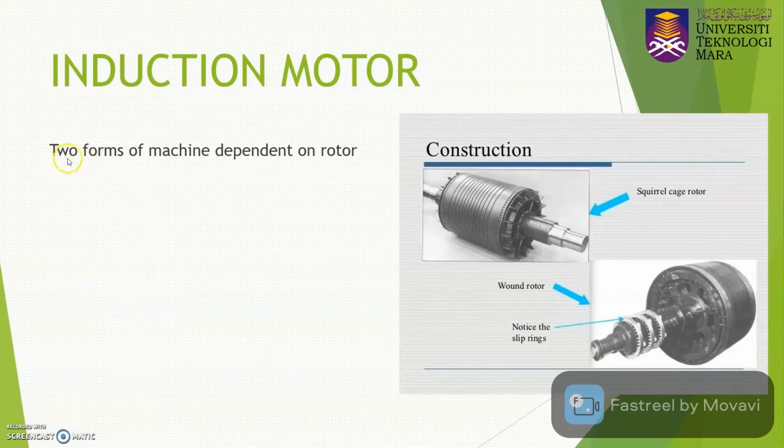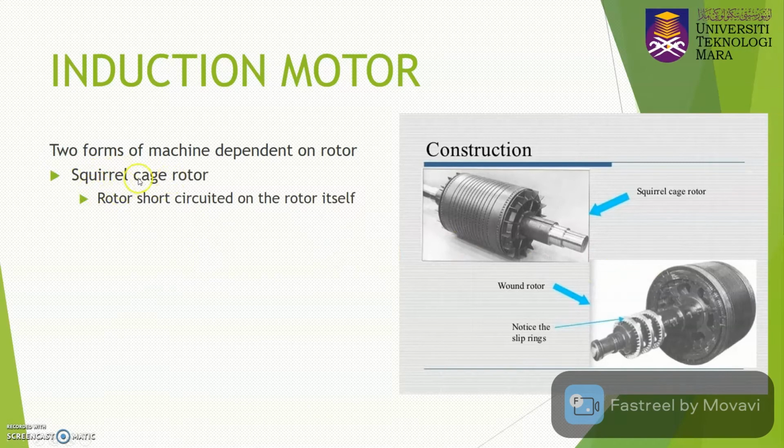Basically, there are two forms of machine dependent on the rotor winding. The rotor winding can be either a squirrel cage rotor or a wound rotor, meaning that there are two different types of rotor winding. The first one we call a squirrel cage rotor.